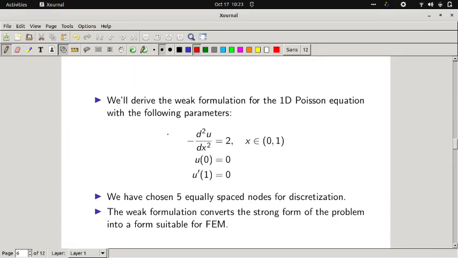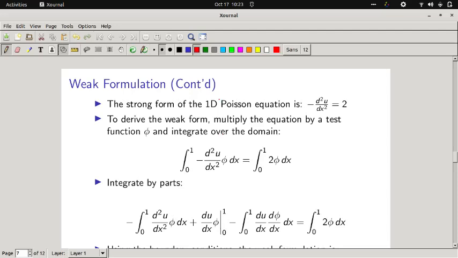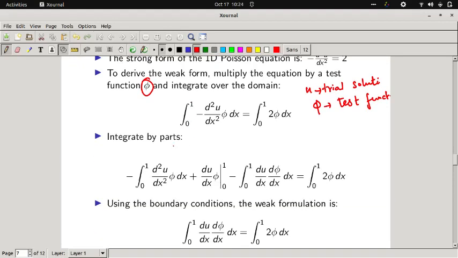Now we go for the weak formulation. We are given minus d²u/dx² equals 2, and we multiply by the test function phi. Here u is a trial solution and phi is the test function. We multiply and integrate over the domain, which is 0 to 1, and we apply the integration by parts formula.